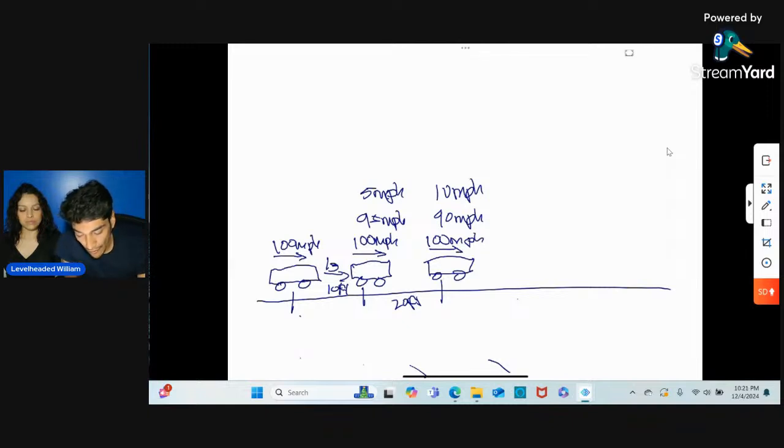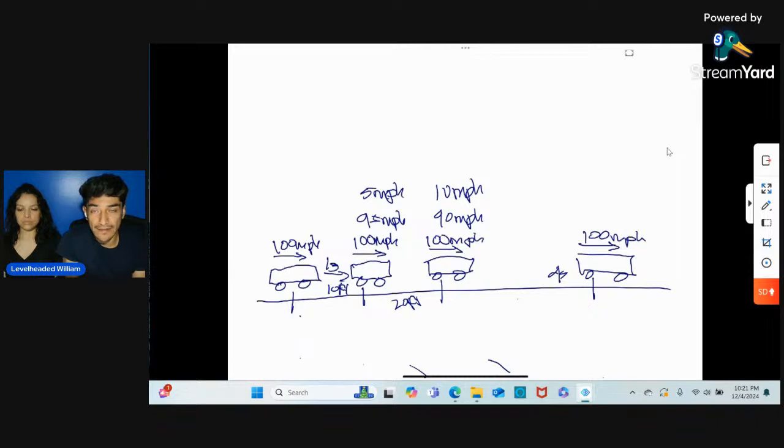Now, if we went even further, we'll say all the way over here, now it has 4 seconds to decelerate. Again, if it's going 100 miles an hour, with 4 seconds to decelerate, at 5 miles per hour loss per second, it would lose 20 miles per hour, which will be 80 miles per hour before the one in the back hits it. It will be a 20 mile an hour difference.